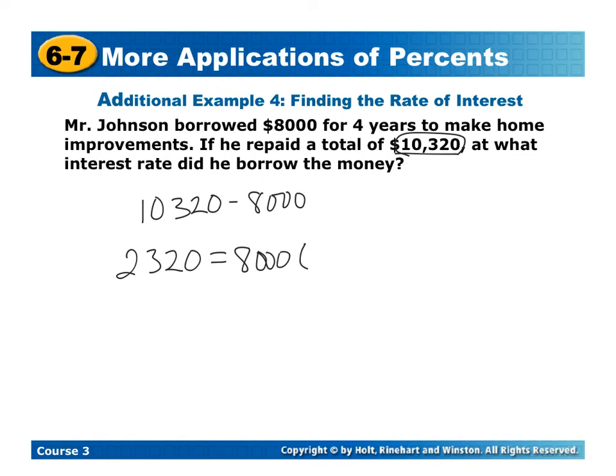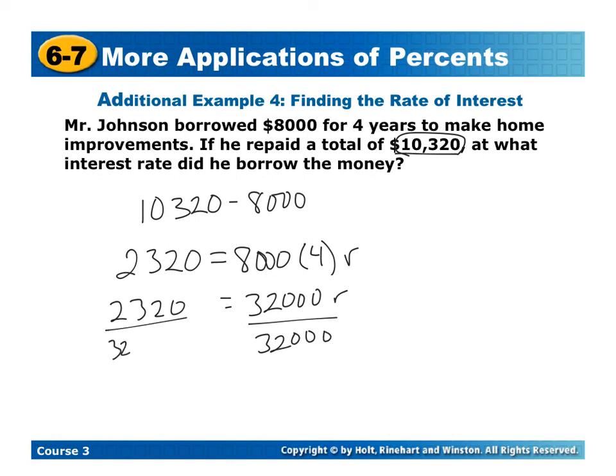times the 4 years for the time, and we don't know the rate, so I'm going to leave that R. So I'm going to take 8,000 times 4, which is 32,000, and that has to equal my 2,320, so I'm going to divide by 32,000. So I'm going to take my 2,320 divided by 32,000. I get 0.0725 is my rate. If we change that to a percentage, I'm going to move it over 2 spots. So the percentage rate was 7.25%.